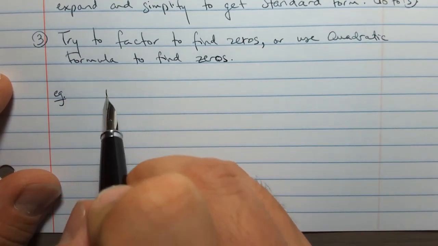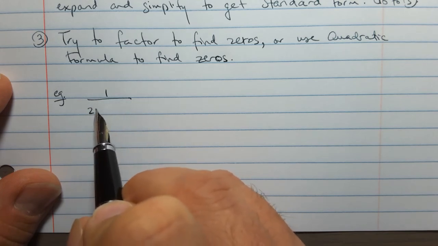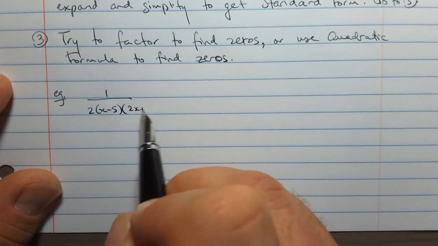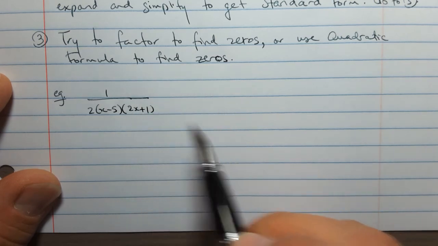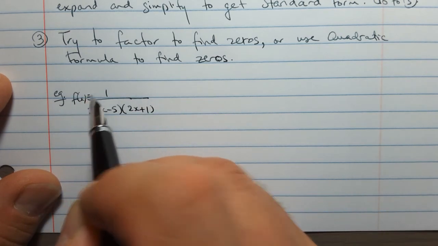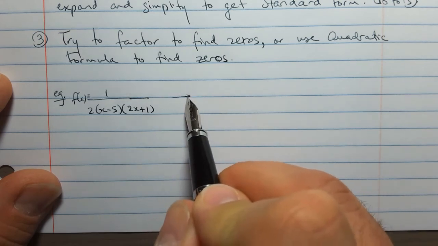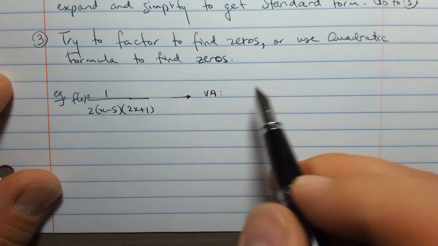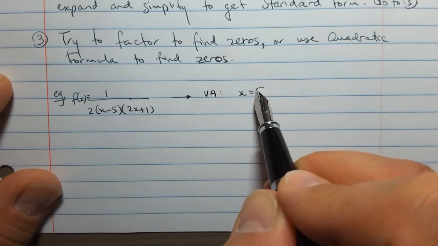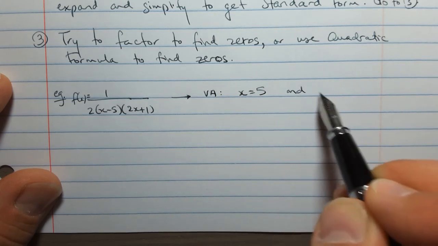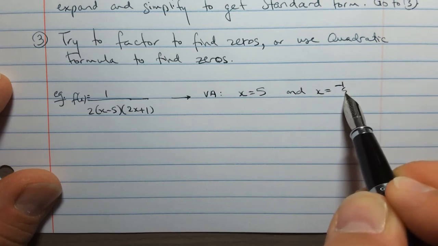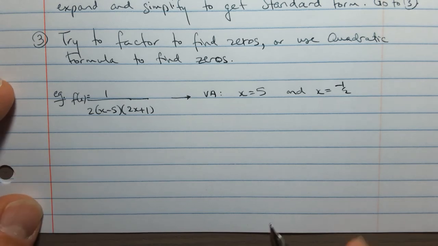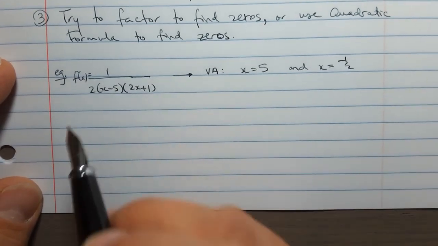Let's say your function was like 1 over 2 times x minus 5 times 2x plus 1. If that was your function, call that f of x. Then the vertical asymptotes are x equals positive 5 and x equals negative 1/2. Both come from just using these factored binomials on the bottom.